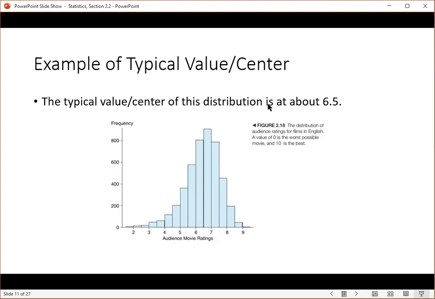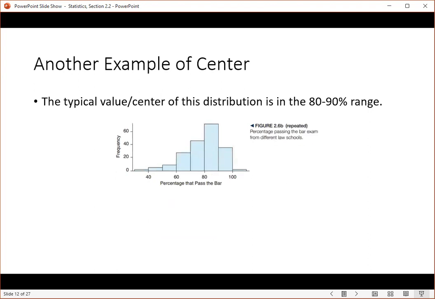And so one way to estimate this would just be to say 6.5 itself. But you could also say that it's between 6.5 and 7, close to 6.5. So you can give those kinds of details. That's okay too. But that's the idea, is that you look at it and you want to try and eyeball where is the middle of the data in terms of the distribution. And that's going to be what we call the typical value.